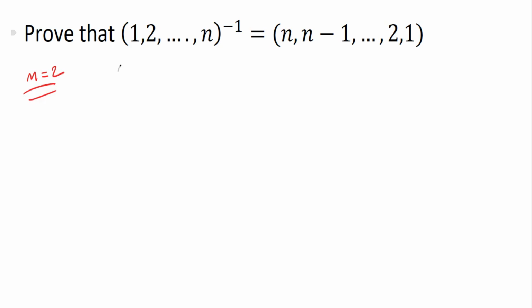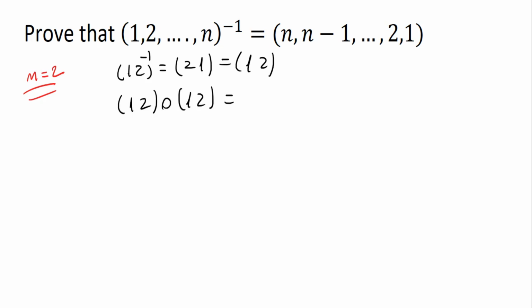That is, the inverse element of (1 2) should be equal to (2 1), but (2 1) is equal to (1 2) again. We don't know if this is true, but to prove it, we have to prove that (1 2) composed with (1 2) is equal to the identity element in the symmetric group. On the right we have 1 going to 2 and 2 going to 1, and on the left we have 1 going to 2 and 2 going to 1 again.